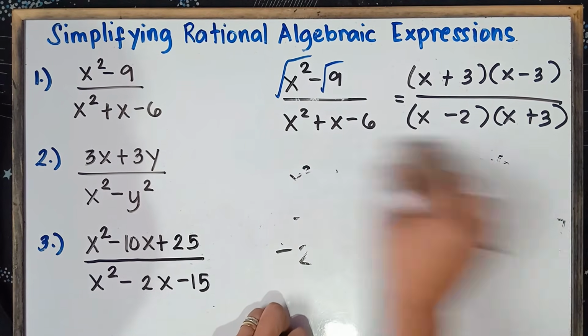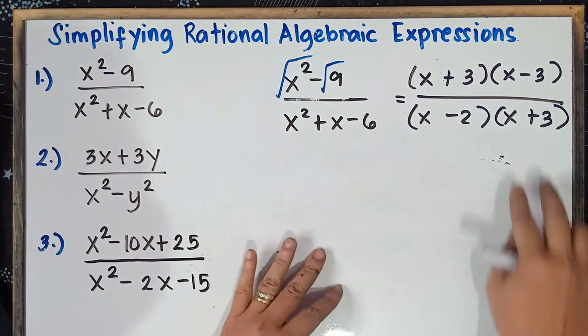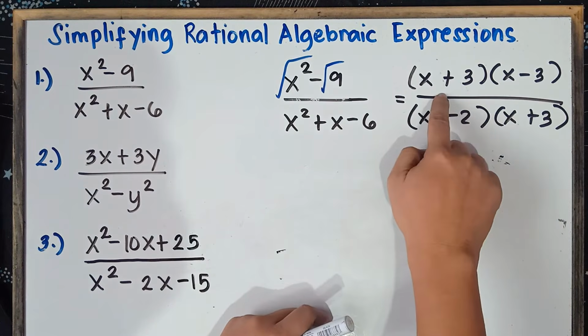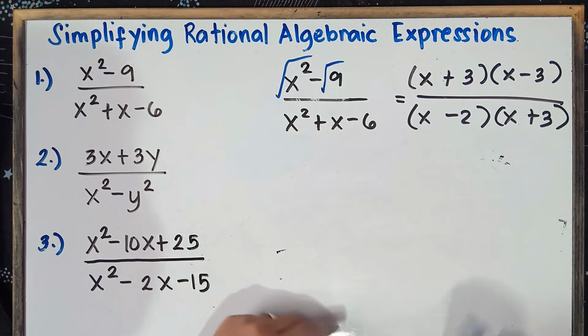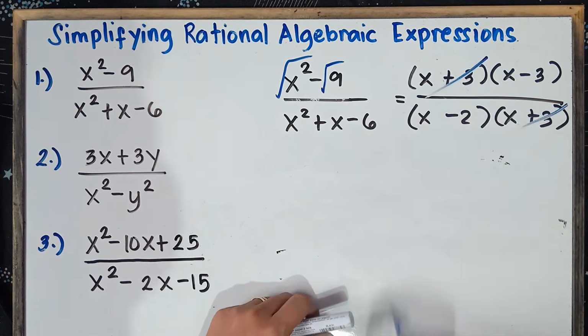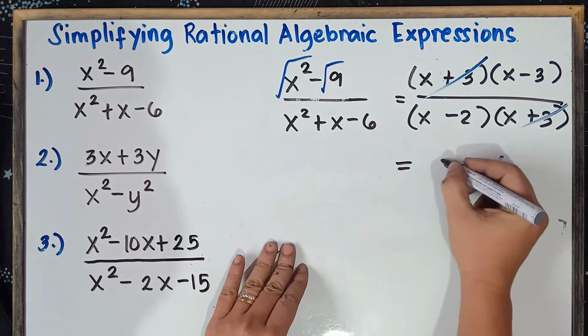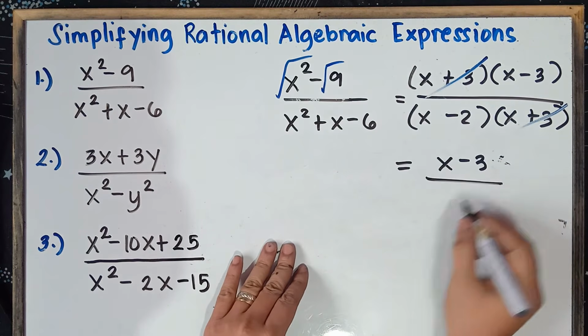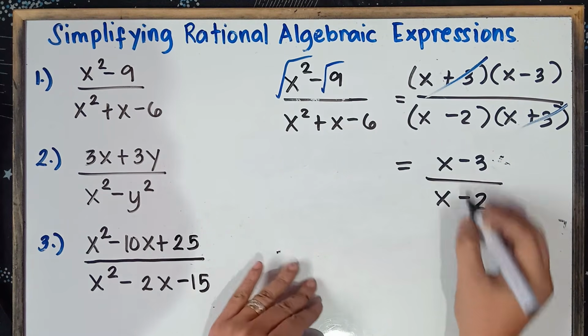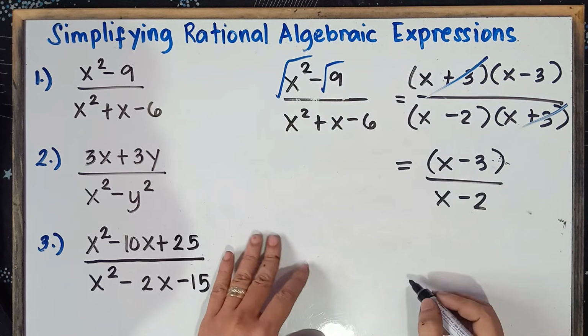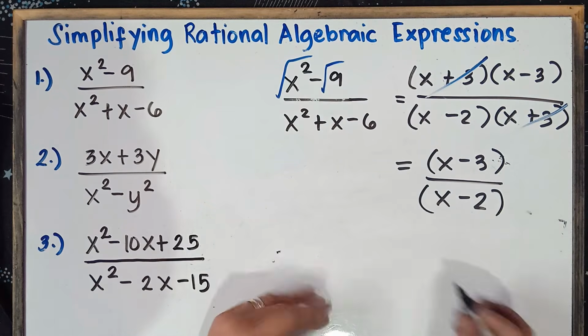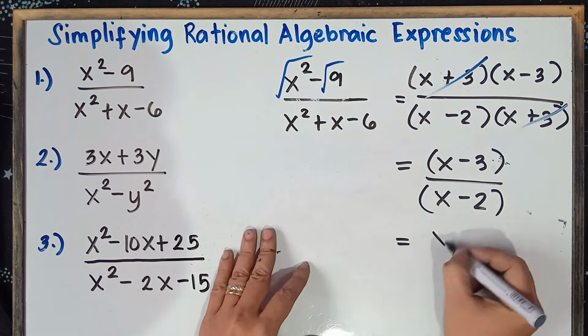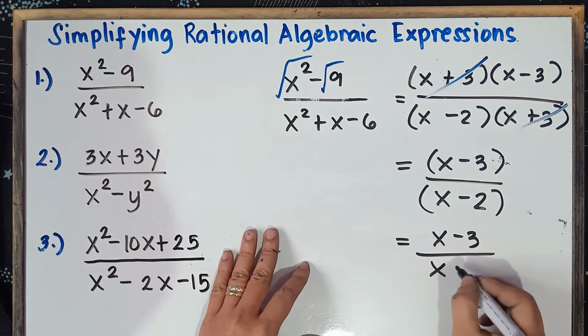Alright, and then we can cancel this out. We have the same numerator and denominator, x plus 3 and then x plus 3. So, therefore, we can cancel this out. Our answer is x minus 3 over x minus 2. We can put parentheses, that's okay, x minus 3 and x minus 2, or we can just simply remove the parentheses. X minus 3 over x minus 2.